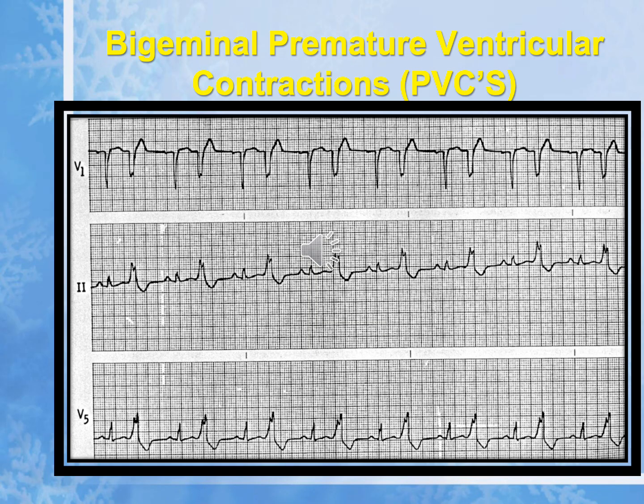This is an electrocardiogram showing premature ventricular contractions in a bigeminal fashion. You'll notice that there is a normal-looking beat preceded by a P wave, whereas the subsequent wide abnormal-looking complex has no P wave preceding it, and this represents a ventricular site of origin of this arrhythmia.